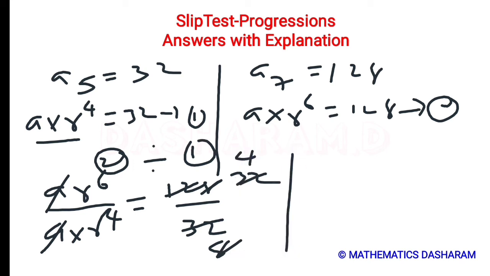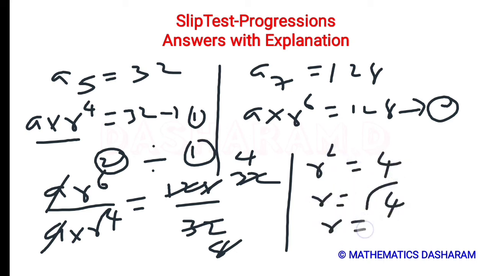Now here r power 6 by r power 4 means r square will be there, then r equals under root 4, so r equals 2 or minus 2 also. Here both answers are possible because for a square root, plus or minus answers are possible.